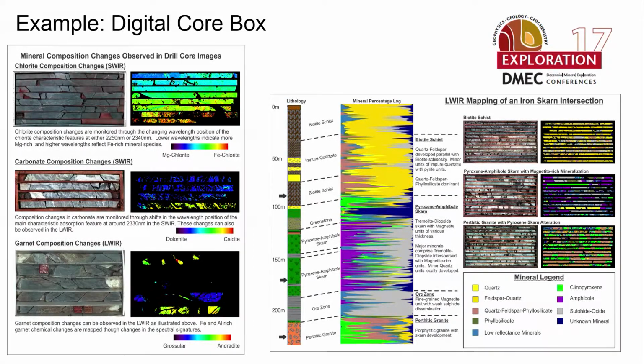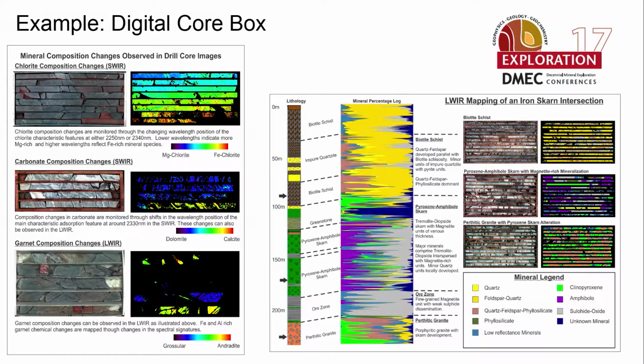And I'm going to show three examples of how you use this data. First one is the simplest one, the digital core box. You're logging core, and now you have an underlying base mineralogy when you are logging core. You're no longer using just your eyes. You're using analytics that already are presenting to you the mineralogical answer. So that's the simplest approach, using various ranges of different mineralogy mapping.